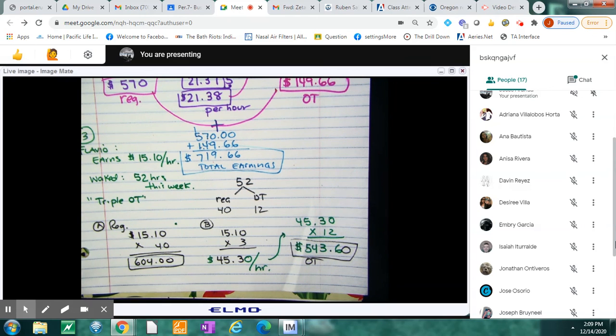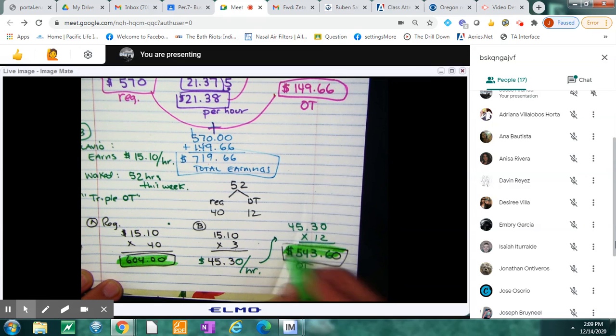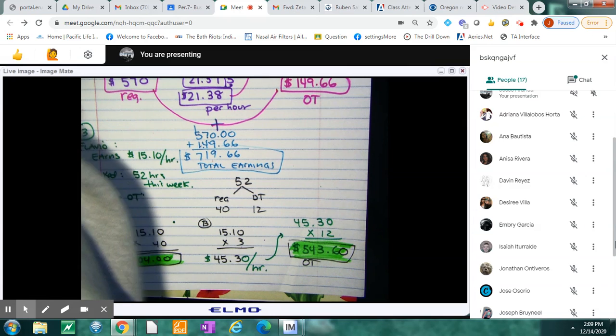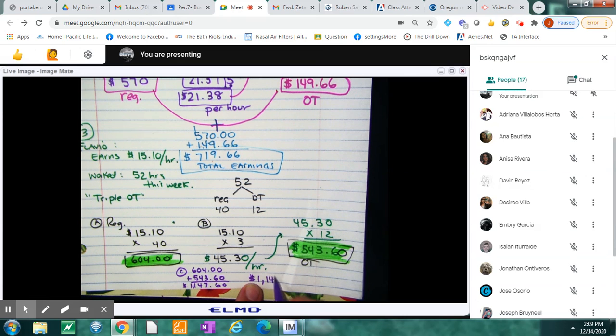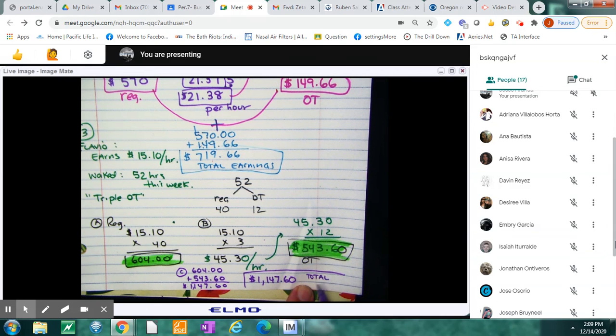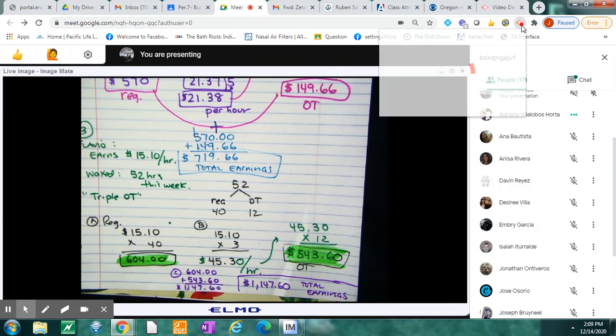So now you want your total. Okay, so your total is this plus this. Those two added together. So I'm going to go ahead and put C right here. I'm going to put 604 plus 543.60, which gives me $1,147.60 as your total earnings. Okay. Again, before what, everybody? Before what? Taxes.